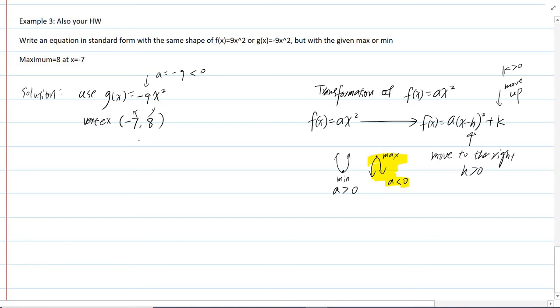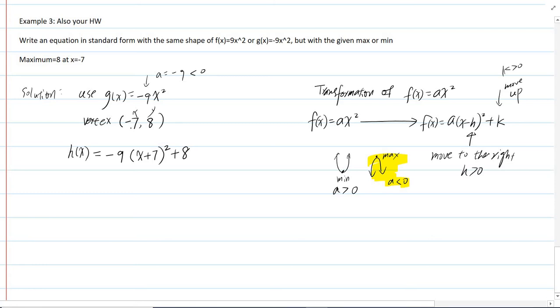Once we have all this information, we can easily write this. Let's write h of x equal to, because I know the standard form is a(x minus h) squared plus k. I'm going to rewrite this, our a didn't change, so I can write -9 times (x plus 7) squared plus 8.